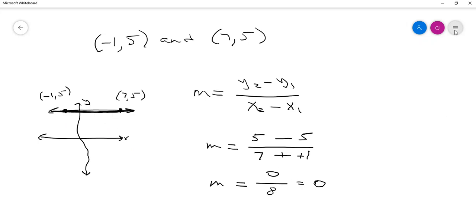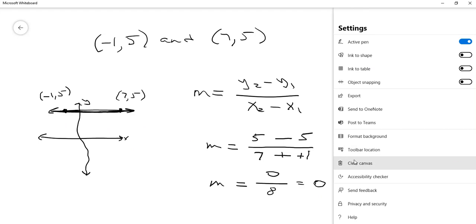Let's clear that canvas out and look at another example. Again, I'm going to put the points up here: 3 comma 1, and 3 comma negative 2.